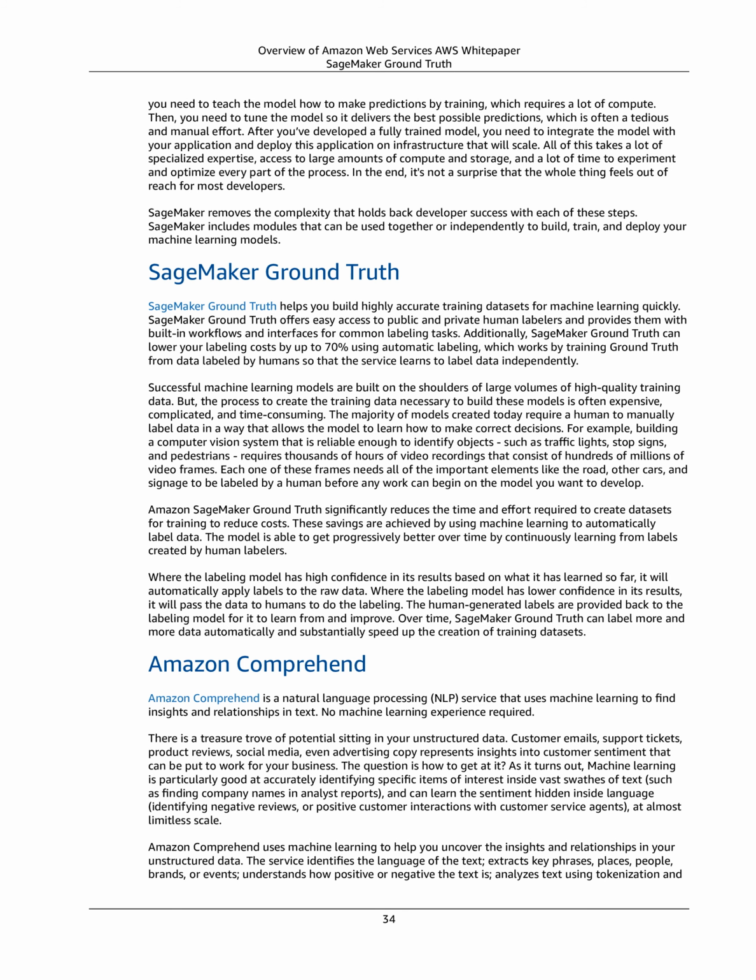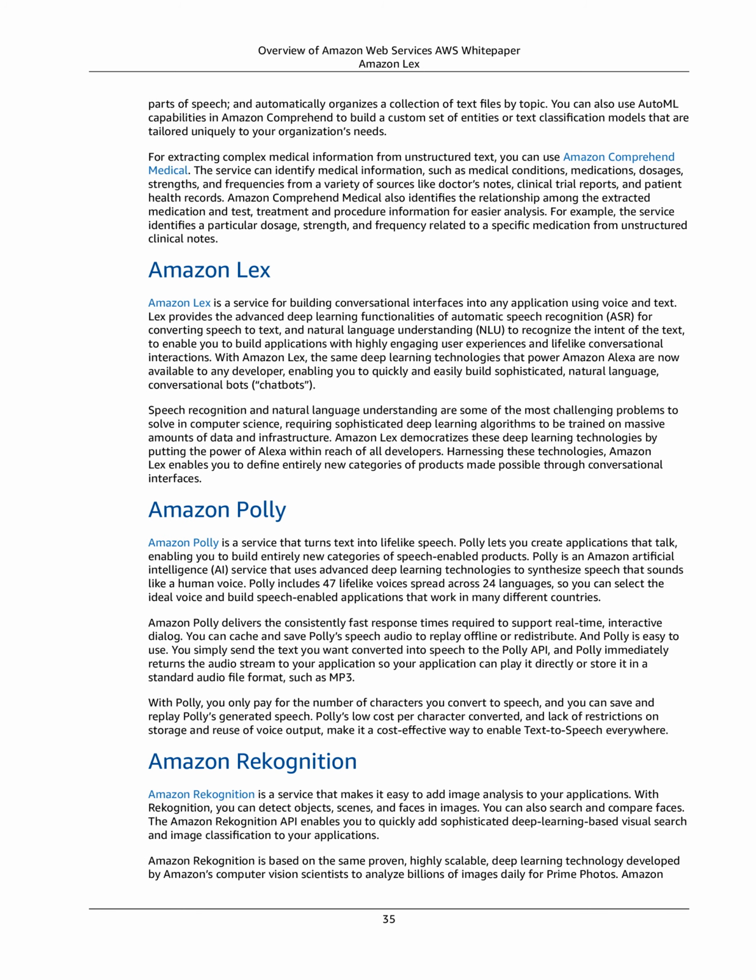Amazon Comprehend uses machine learning to help you uncover the insights and relationships in your unstructured data. The service identifies the language of the text, extracts key phrases, places, people, brands, or events, understands how positive or negative the text is, analyzes text using tokenization and parts of speech, and automatically organizes a collection of text files by topic. You can also use AutoML capabilities in Amazon Comprehend to build a custom set of entities or text classification models that are tailored uniquely to your organization's needs.